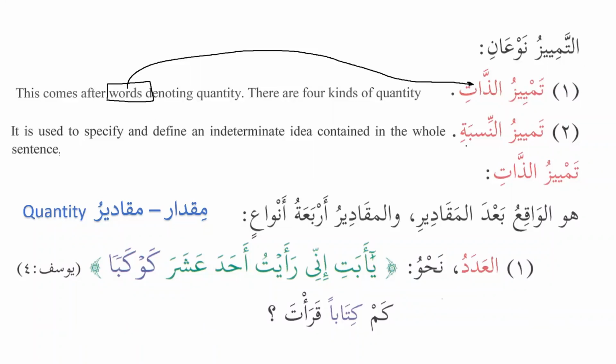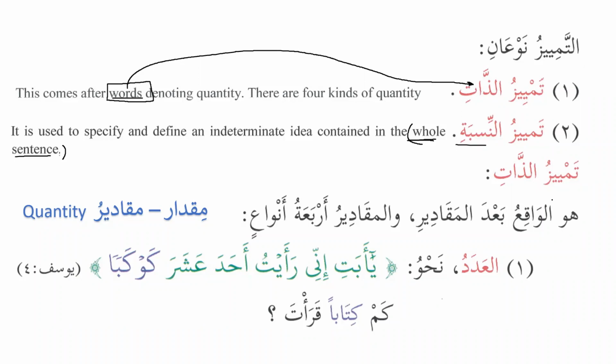Then we have tamyiz nisbah, and nisbah is basically proportion. So it is used to specify and define an indeterminate idea contained in the whole sentence. So the main difference is, as we can see over here, that this one clears the ambiguity of the whole sentence. Very, very important. This is tamyiz nisbah. And when we talk about tamyiz dhat, then it comes about the words, as we can see over here. So this is tamyiz of object, and this is tamyiz of proportion.